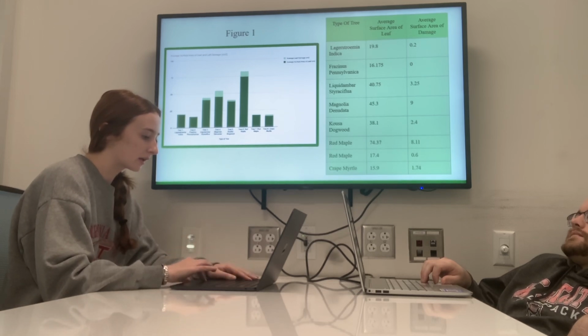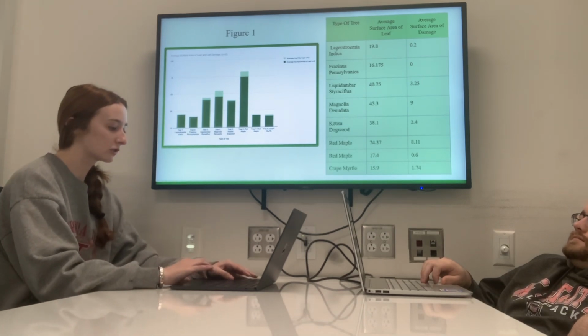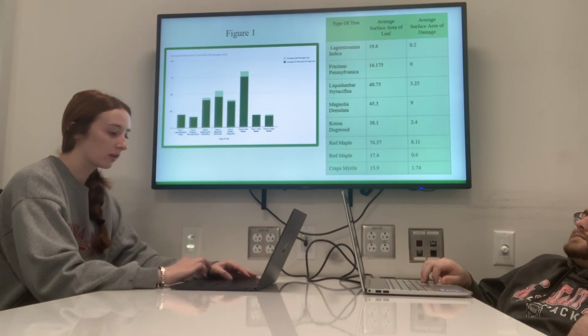The qualitative data that can be taken from Figure 1 would be the pattern of the larger leaf having a larger amount of damage. As it can be seen in Figure 1, Tree 6, the red maple, has the largest average surface area with 74.37 centimeters squared. Relative to this, it had the second highest average surface area of damage with 8.11.